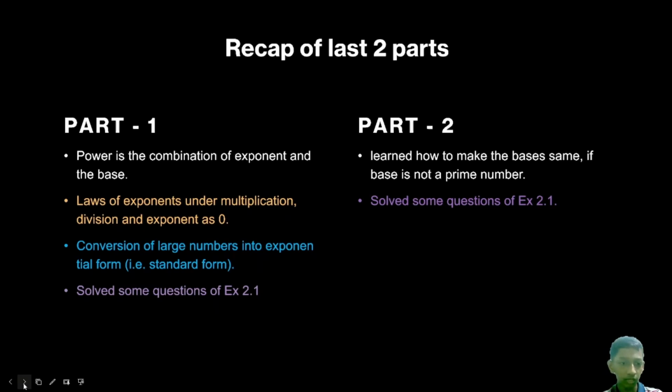In part 2, we have learned how to make the bases same if the base is not a prime number by factorizing it, and we have even solved some of the questions of exercise 2.1. So now let's revise some of the laws. It would be better if you memorize these laws.